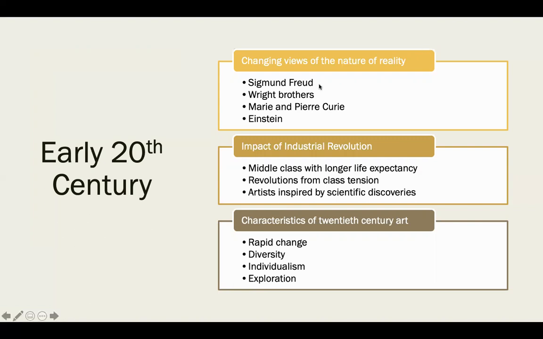So lots of changing views are going on. We have philosophers and inventors, big names like Sigmund Freud, the Wright brothers, Marie and Pierre Curie, and Einstein as well. A lot of big changes are happening in the way that we're thinking about things, as well as the impact of the Industrial Revolution, which obviously sparked a lot of bigger things, but also some controversy. We see things like the middle class having a longer life expectancy. There are lots of revolutions going on, and lots of very tense wars as well.